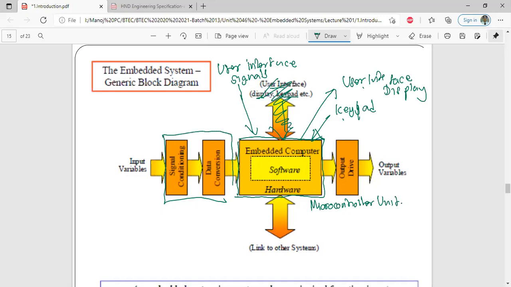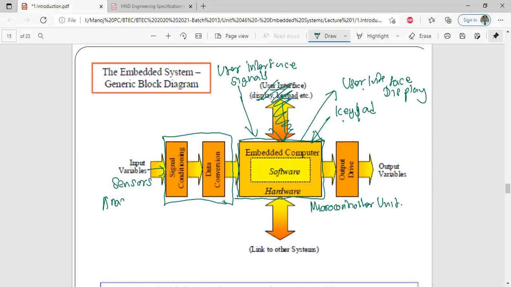Then we have the other variables, and these are from our sensors. So let's say temperature, humidity, light, those kind of things. Input variables and everything, these are from sensors. These variables, the things that we detect from here, they are actually analog, right? Why are they analog? Because what is meant by analog? Analog means it can have any value, right?